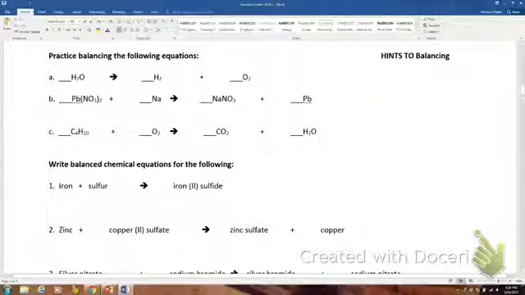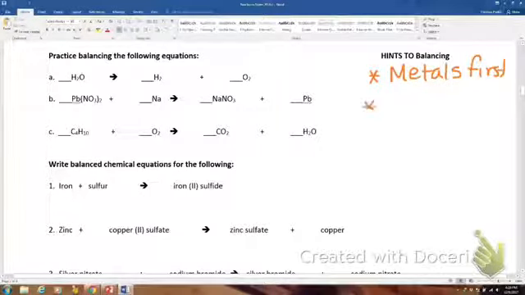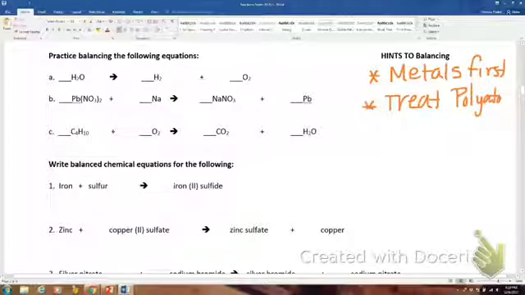Before we do, I'm going to give you a couple of hints, and we're going to write these over here. My first hint is if it's got a metal, we're going to balance our metals first. Metals first, if they're present. Second thing is treat polyatomics as one unit. In other words, don't count them up separately like, okay, there's 3 phosphorus and 3 phosphorus. If you balance the entire polyatomic, it will take care of itself. Now, if the polyatomic happens to break up, that's a different story.